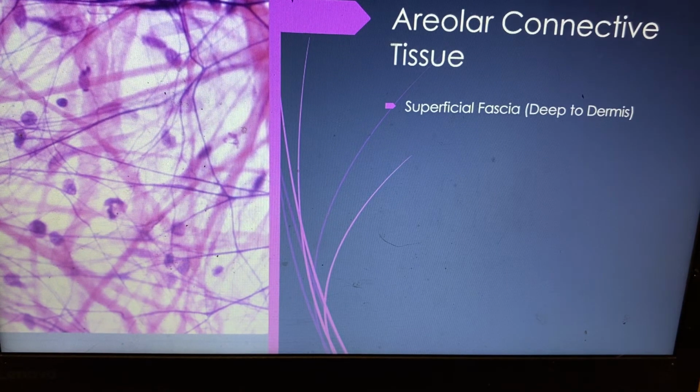Areolar connective tissue is found in superficial fascia, which is located all over the body, deep to the dermis.